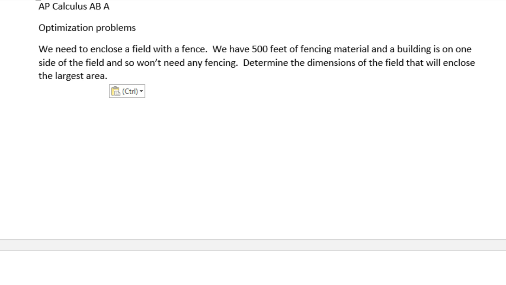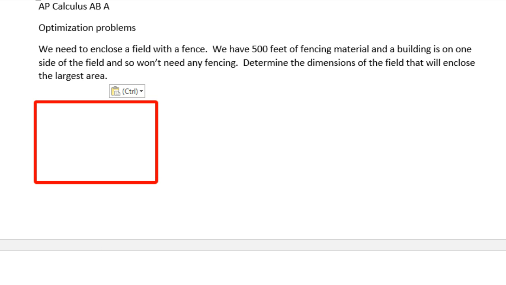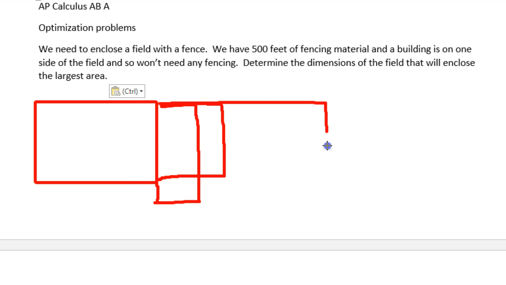So if we take a look at it, here's our building, and we have 500 feet of fencing to use. We could have this much fencing, or this much fencing. Well, we probably won't use that because we want to use just the building as the side. We could have this much fencing, but either way, we need to have 500 feet of fencing material. Determine the dimensions of the field.